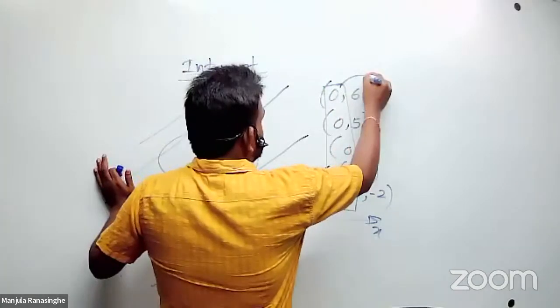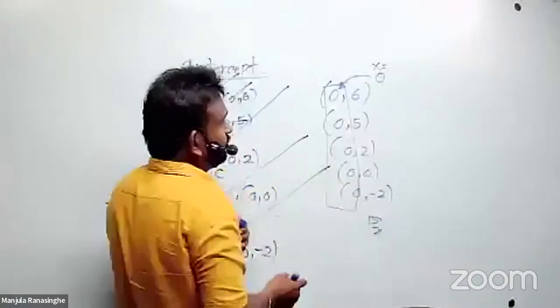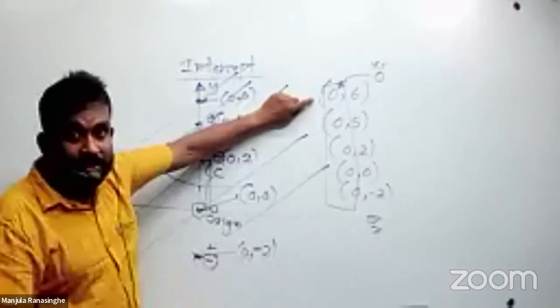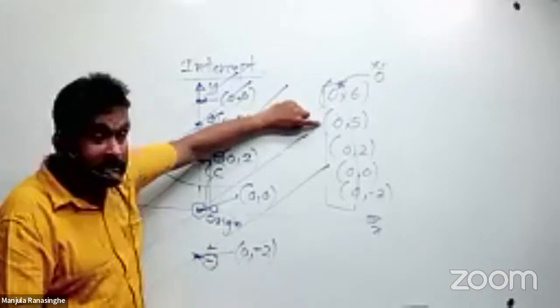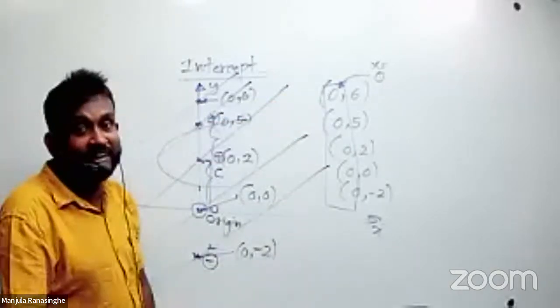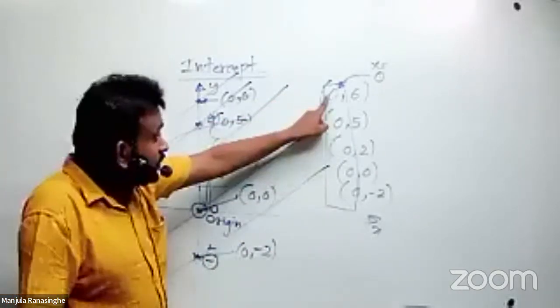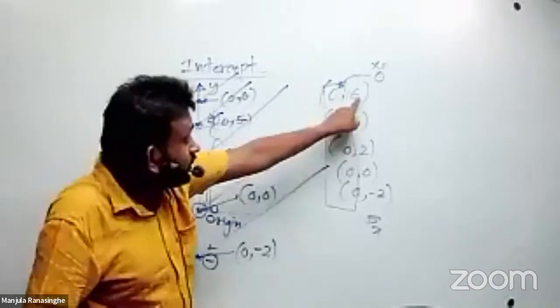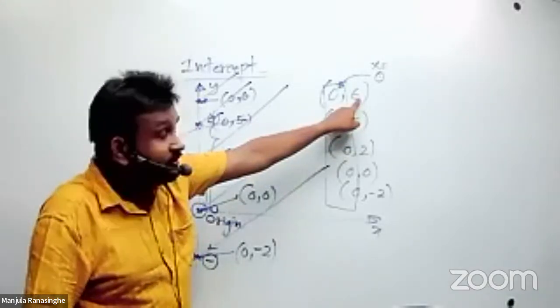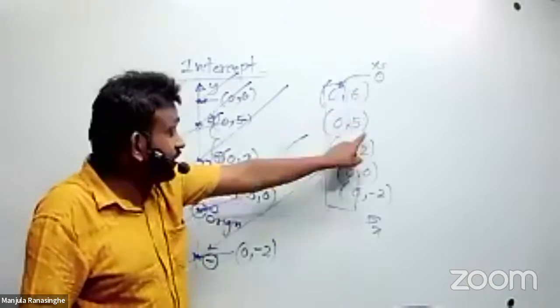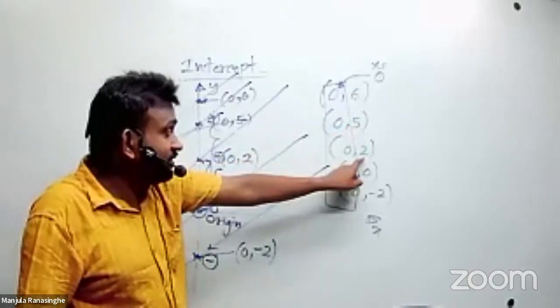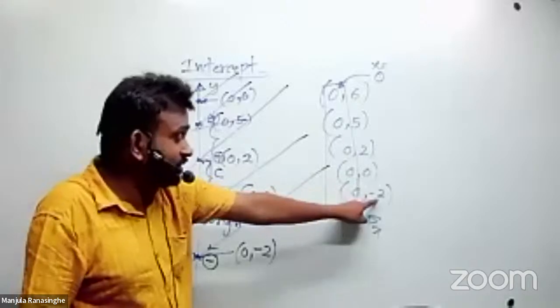If it is an intercept, that coordinate, remember that one. Remember this well. If a graph passes through these points, with a point given as 0 and something, that is the intercept. So what is the intercept there? 6. What is the intercept there? 5. What is the intercept here? 2. Intercept 0, intercept -2.